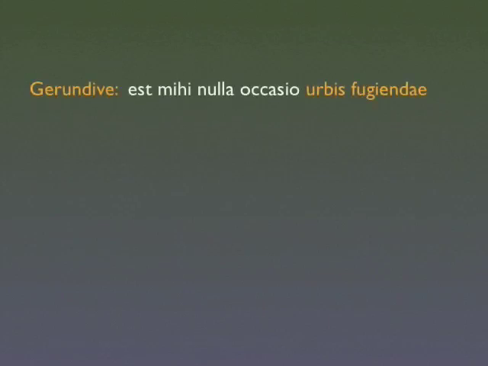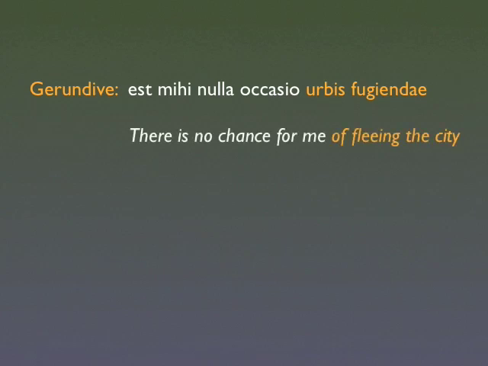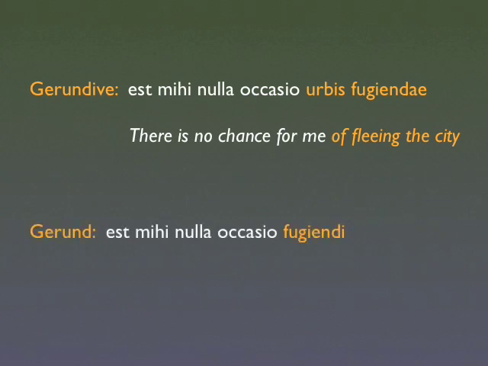The gerundive. Est mihi nulla occasio urbis fugiendi. Remember, the gerundive is an adjective and has to agree in case, number, and gender with the feminine noun. There is no chance for me of fleeing the city. And the gerund. Est mihi nulla occasio fugiendi. There is no chance for me of fleeing.